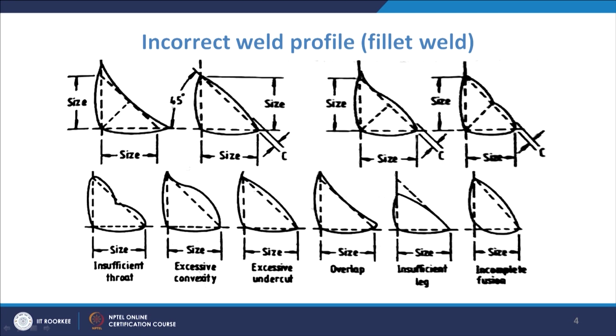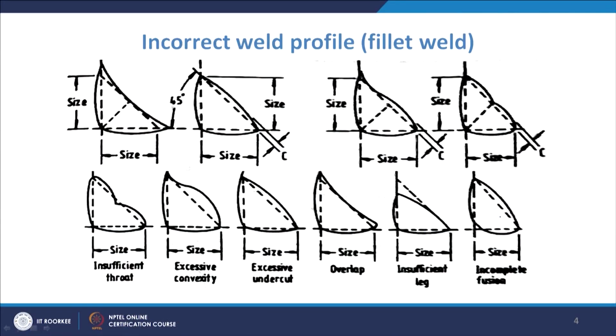Then if you look at this geometry, this is the case of overlap, which you see on this side also. Overlap is seen in this case. If you see this weld profile for the fillet weld, here you have the insufficient leg. This type of fillet weld profile is not acceptable in many cases.